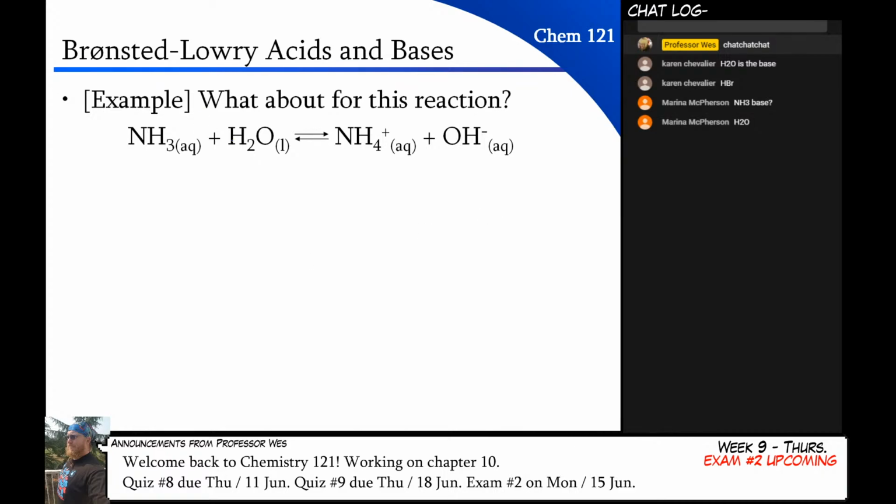It's got to be H2O because I'm giving this H plus to NH3 so that I make NH4 plus and OH minus. So this was my acid, and this is my base. Good, you guys got it. Now what I want you to do, since this is a double reaction, it goes forward and backwards. It's reversible. I want you to tell me which is the acid and which is the base for the reverse reaction. Ooh.